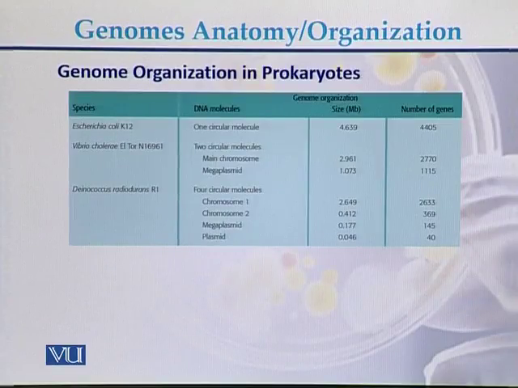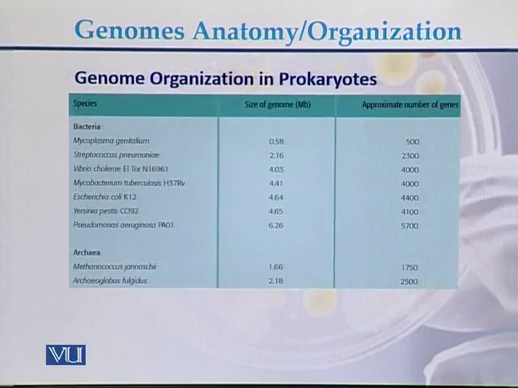This is the comparison of the genome organization in different prokaryotes. We can see here the species E. coli, then Vibrio cholerae, and here we can see the genome organization, the size of the genome, and the number of the genes which are present on different genomes in case of prokaryotes.